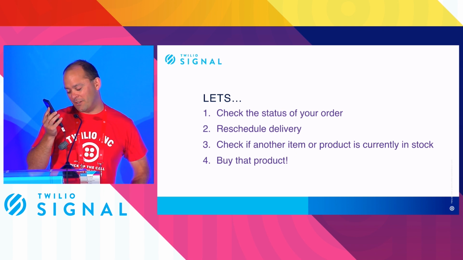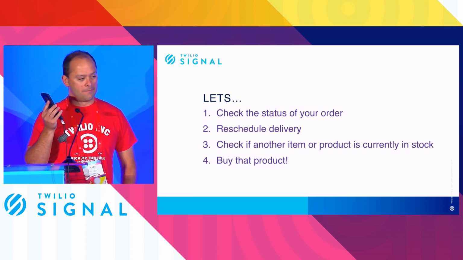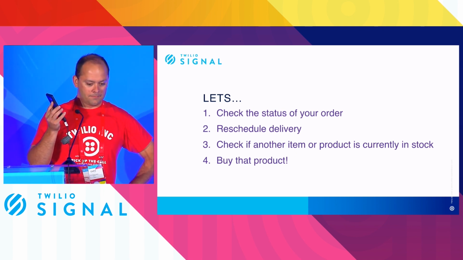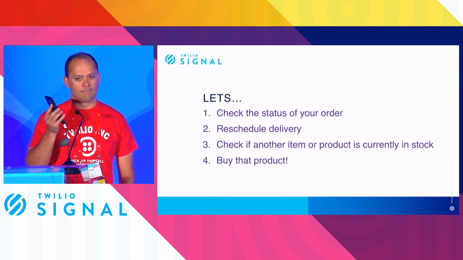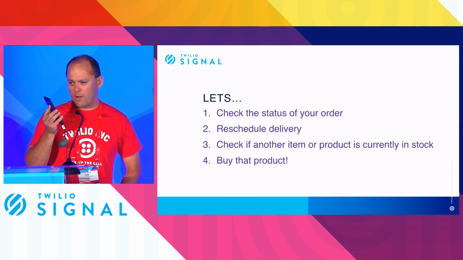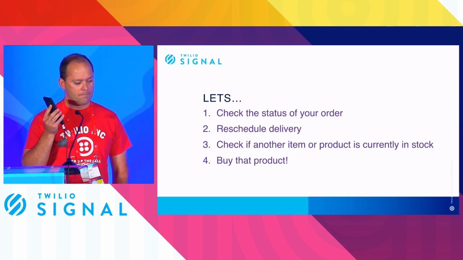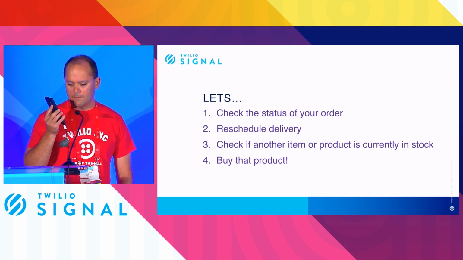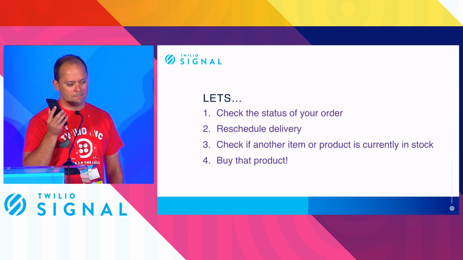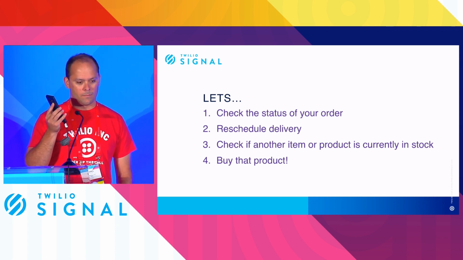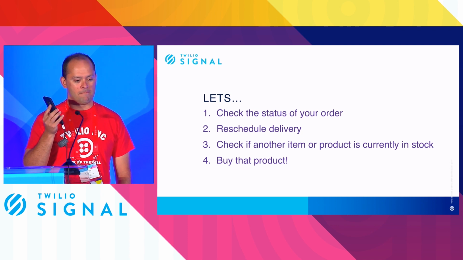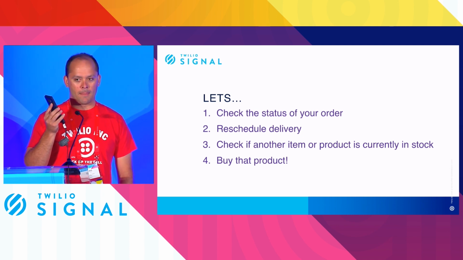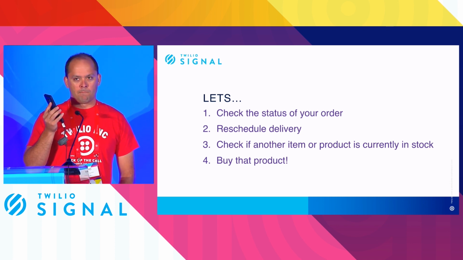I need to reschedule delivery. Okay, let me see if I can reschedule delivery for you. What is the new date you would like your item delivered? August 12th. And for what time? 5 p.m. It looks like we're in luck. I have successfully rescheduled delivery of your item for the 12th of August 2019 at 1700. Is there anything else I can do for you?